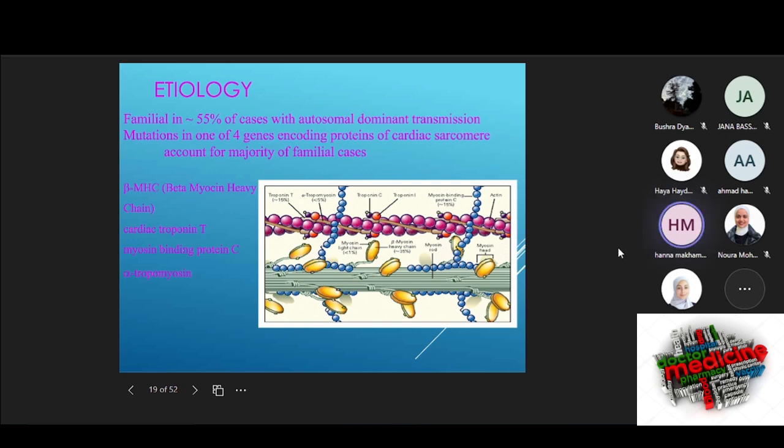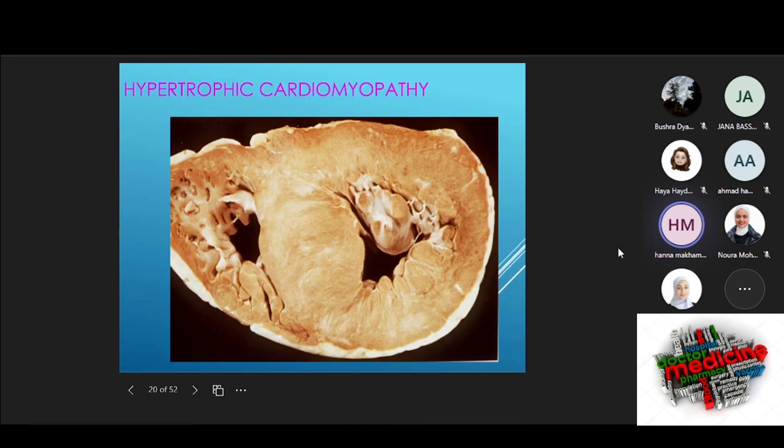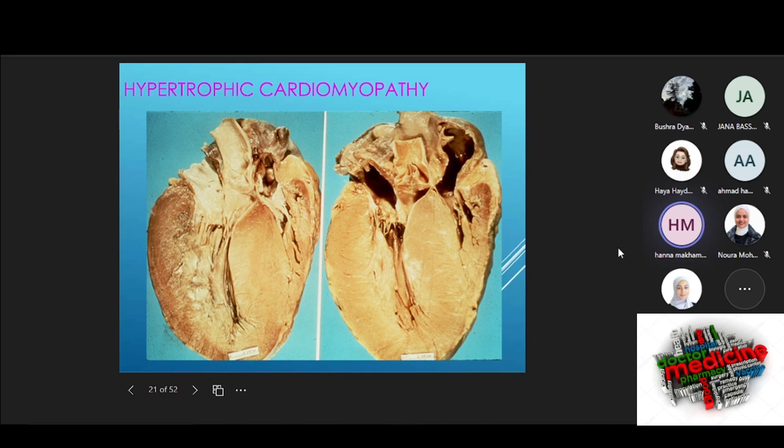This is an autopsy of a deceased patient who has hypertrophic cardiomyopathy. تلاحظ هنا كيف الوول اللي بين الليفت والرايت ventricle is very thick compared to the others. فهذا asymmetric septal hypertrophy. You can see the same here. This is another patient with mainly هنا concentric hypertrophy.